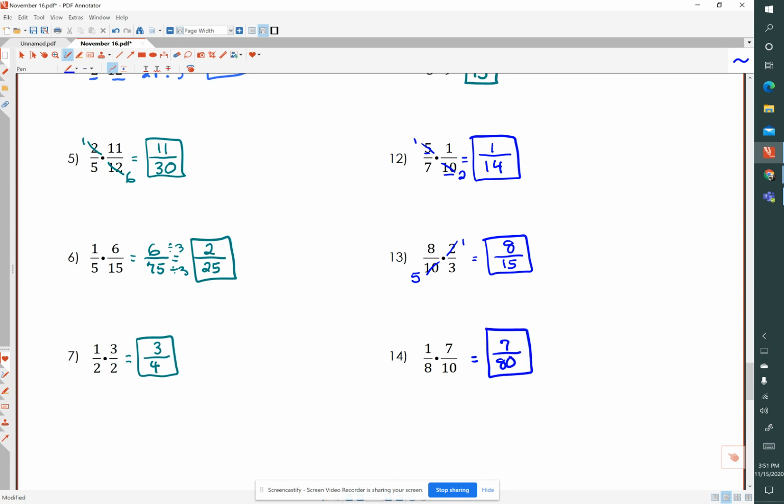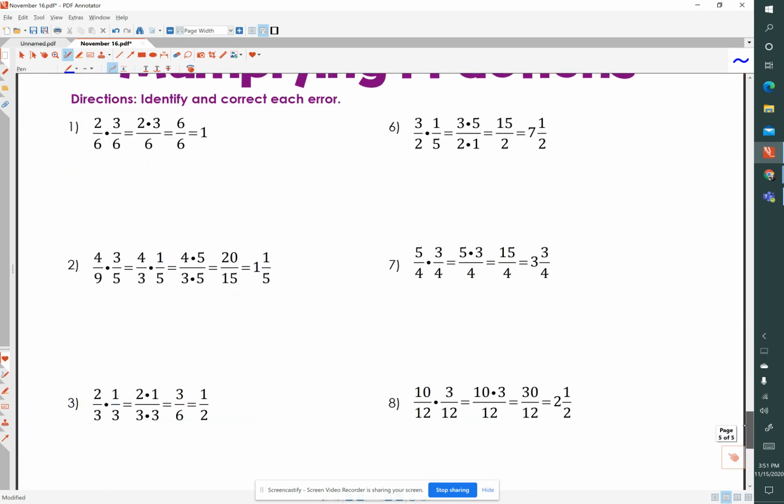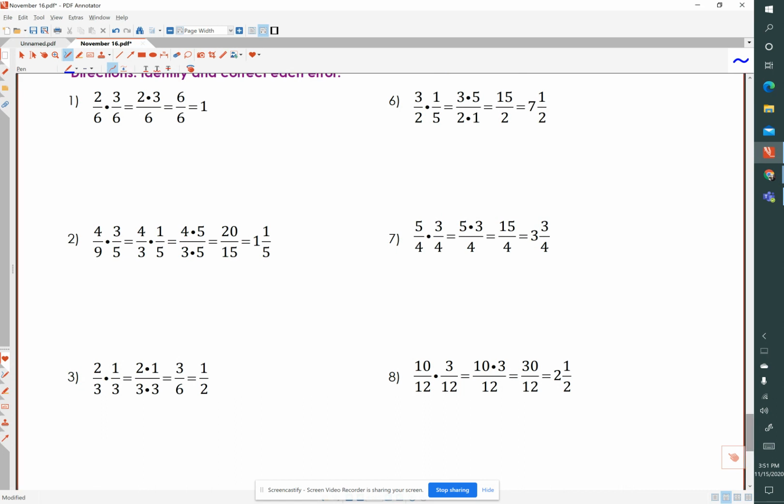So let's move on to some error analysis and see if we can figure out what mistakes were made in the following problems. So I look at the first problem. I see that 2 times 3 is 6. That seems okay. 6 times 6, look what they did not do. They did not multiply the denominators.